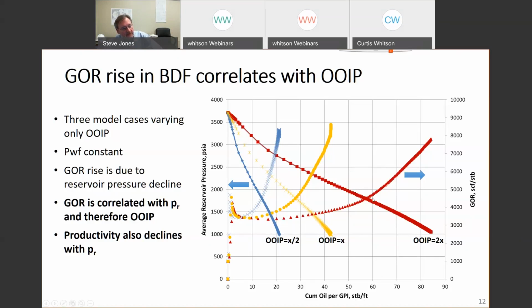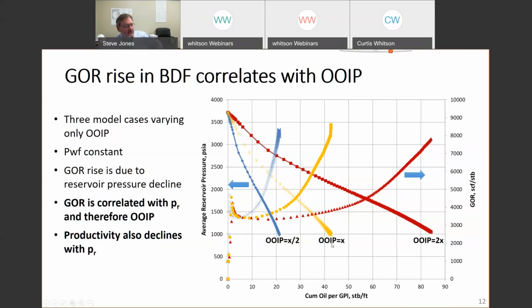And you can see the largest oil in place has the slowest rise in gas oil ratio if you plot it as a function of cumulative oil production. And this is an important concept when you're looking at GOR that you need to plot it versus cumulative oil production, not just versus time.